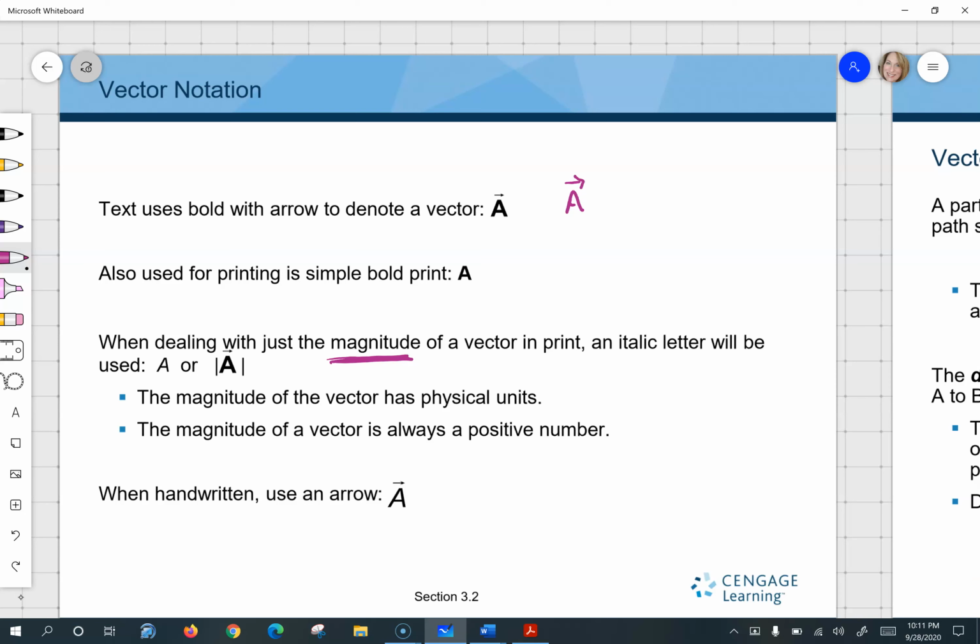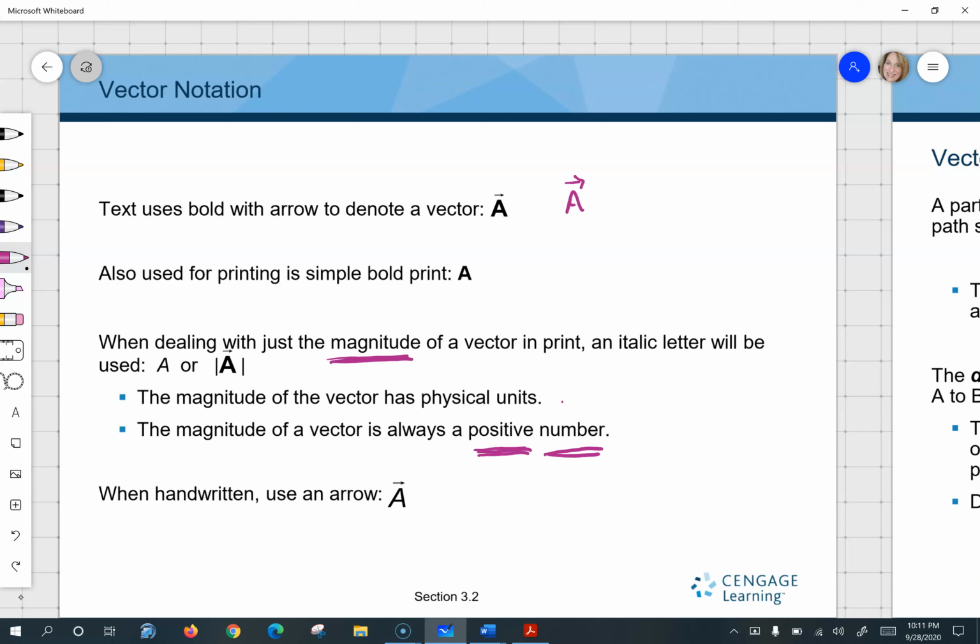All vectors will still have the same units. So for example, if it's a velocity vector, the magnitude would still have meters per second. So the magnitude, when you're looking at just the size of the vector, that's always going to be positive.